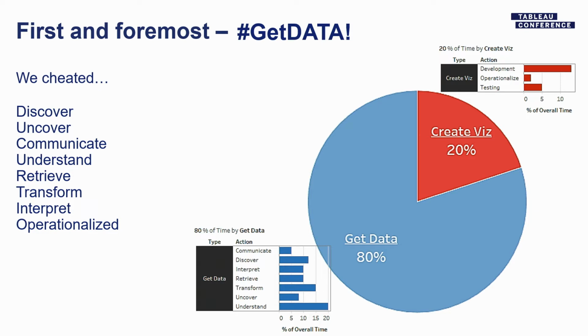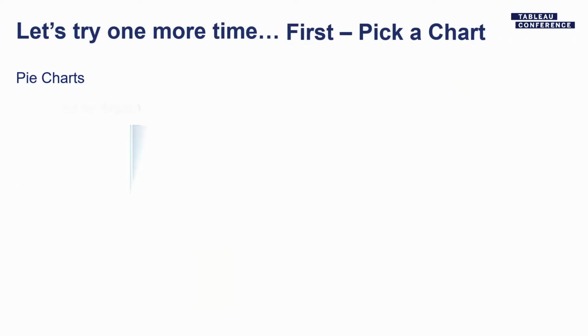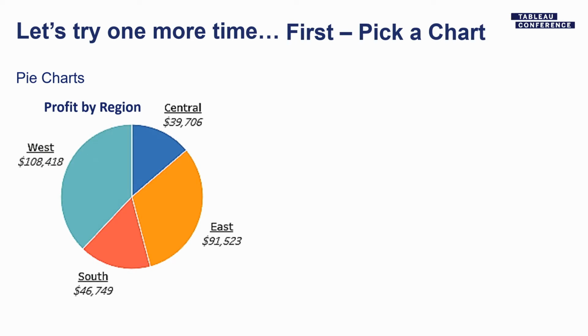So let me try this one more time. First, let's pick a chart. Let's start playing with that data to figure out the best way to show it. Okay, challenge accepted. Let me start with this pie. Dave, what do you think? What does everybody think? Does it show what we're looking for?